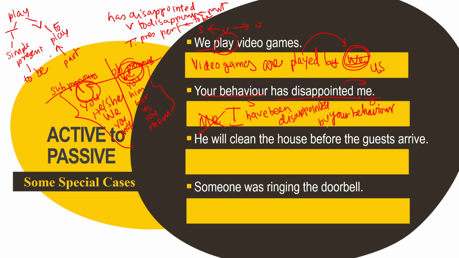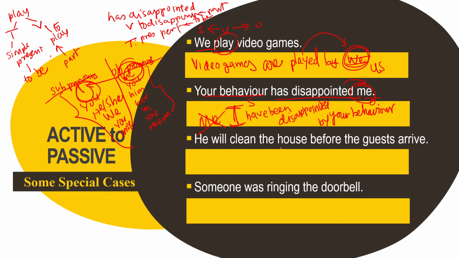Put by before the subject. I have been disappointed by your behavior. Be systematic, okay? You won't have any problems. So the second special case is when you have an object pronoun. When you're making it into the passive sentence, when you take that object to the front, it will move into the subject pronoun. Okay, this is common sense, the first two rules.